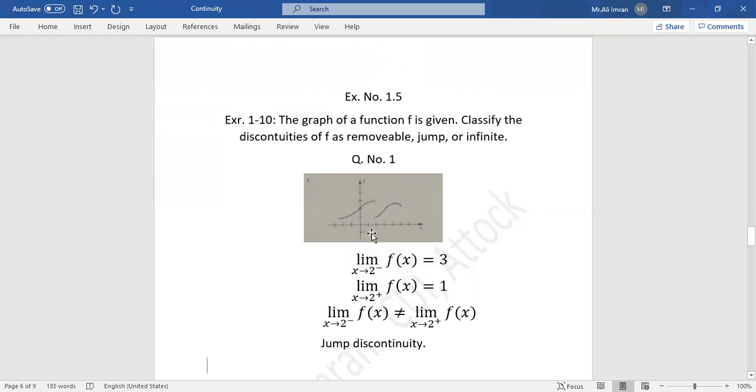If we approach the limit x equal to 2 from the left hand side, we get the value of the function equal to 3. If we approach x equal to 2 from the right hand side, we get the value of the function equal to 1. As the left hand limit is not equal to the right hand limit, this type of discontinuity is called jump discontinuity. I have also told you that the values of the left hand and right hand limits occur one above and one below. This type is called jump discontinuity.